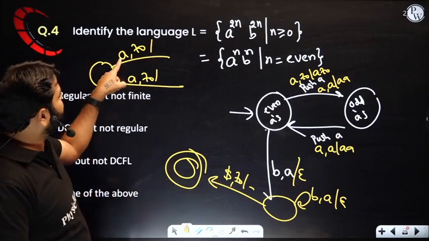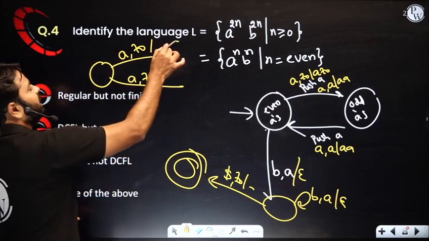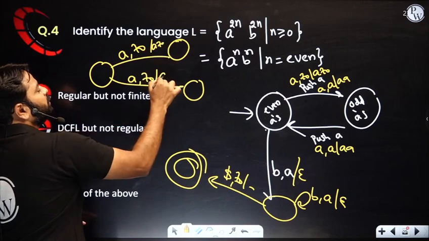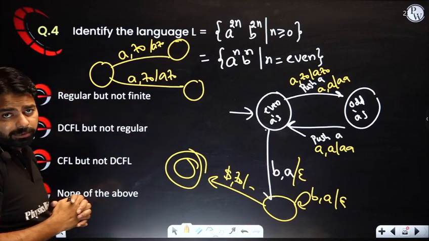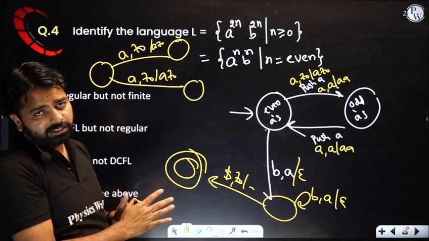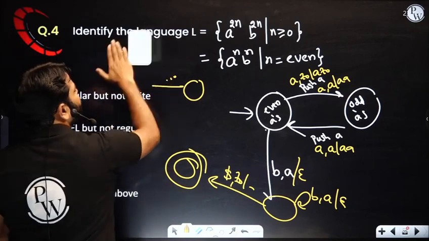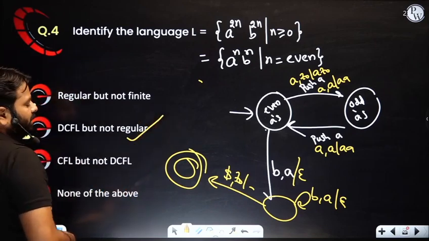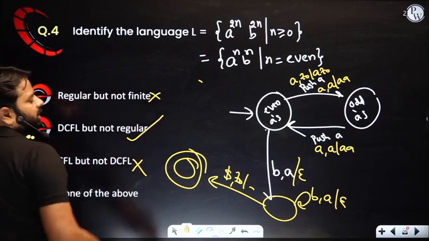Okay, anyway, just understand, if you are in this, you're going here, you're going here and you're doing push. You're also doing push. That's going to be non-deterministic. It never happens in deterministic. Okay. Anyhow, this is a DCFL again, which is not regular. And anyhow, other two options are not correct.